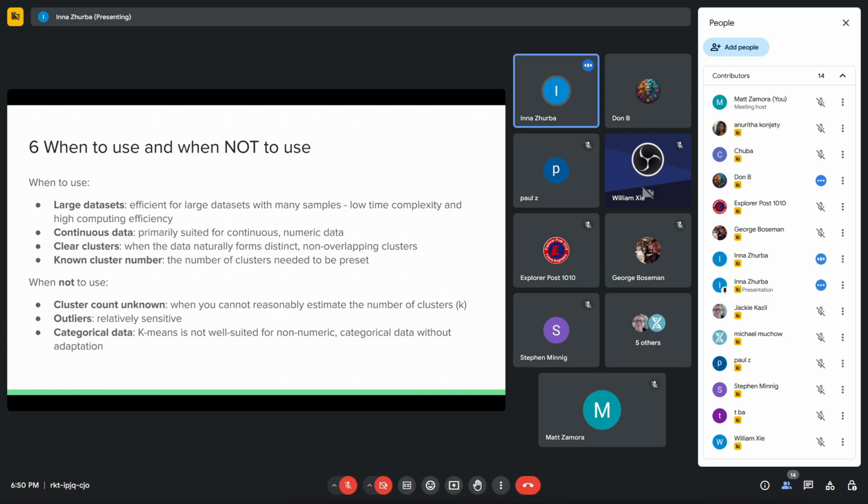When not to use it. If we cannot know the exact number of clusters in advance, and we have no way of estimating that. We talked about how it's sensitive to outliers, so there are algorithms that better deal with outliers, for example, DBSCAN, the one that is also present in scikit-learn. And k-means is designed to work with numerical data primarily. So when we have categorical data, it may not be optimal, but there are also several ways we can adapt k-means to working with categorical data.